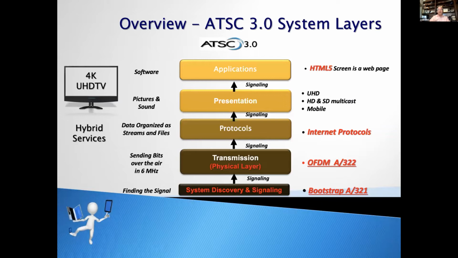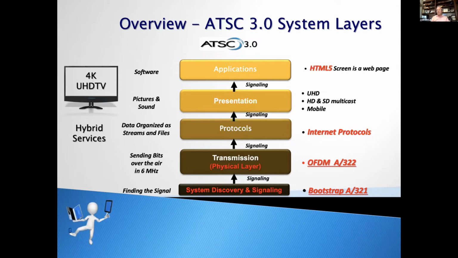So this is a typical overview, and if you've been through any of the seminars on ATSC 3.0, we have the applications layer, the presentation layer, and the protocol transmission, which is the PHY layer. That's the big deal, the physical layer. On the right side, you see HTML5 is a web page. Presentation is UHD, and the protocol, well, we know this is an IP standard. Transmission is OFDM, and A/322 if you feel like going into the ATSC and looking up the standard.